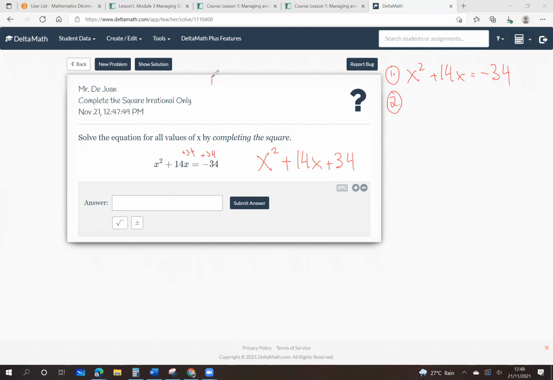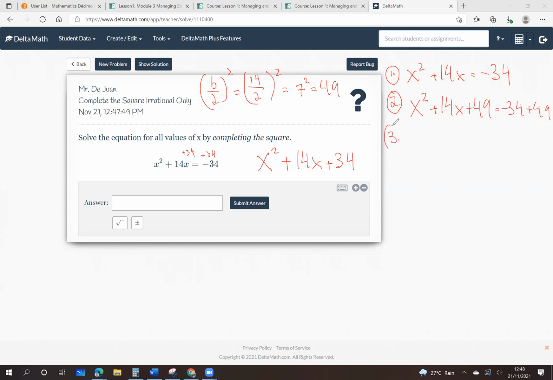Then we're going to have to add b over 2 squared to both sides. What's our b? 14 divided by 2 squared, which is 14 divided by 2, 7 squared, which is 49. So x squared plus 14x plus 49 is equal to -34 plus 49.